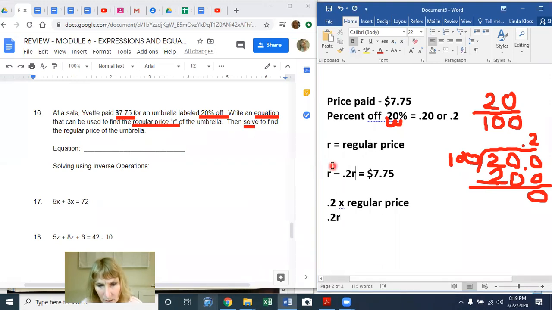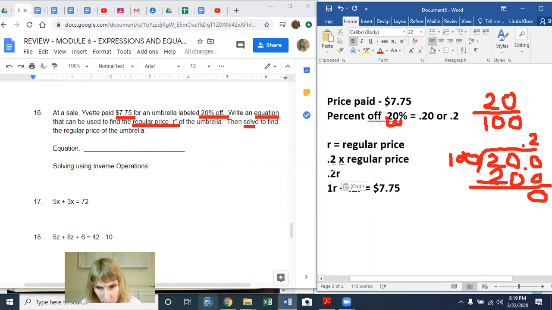So let's take a look at that. What does that say again? Regular price minus the percent off of the regular price equals what she paid for it. So now we can solve our equation. We've got a little extra step because we have two R's that have to be combined before we can solve the equation. Remember, when there's a variable with no number in front of it, we can assume the coefficient is 1. So I'm going to put that 1 back in, and move this up here so we've got a little bit of room.